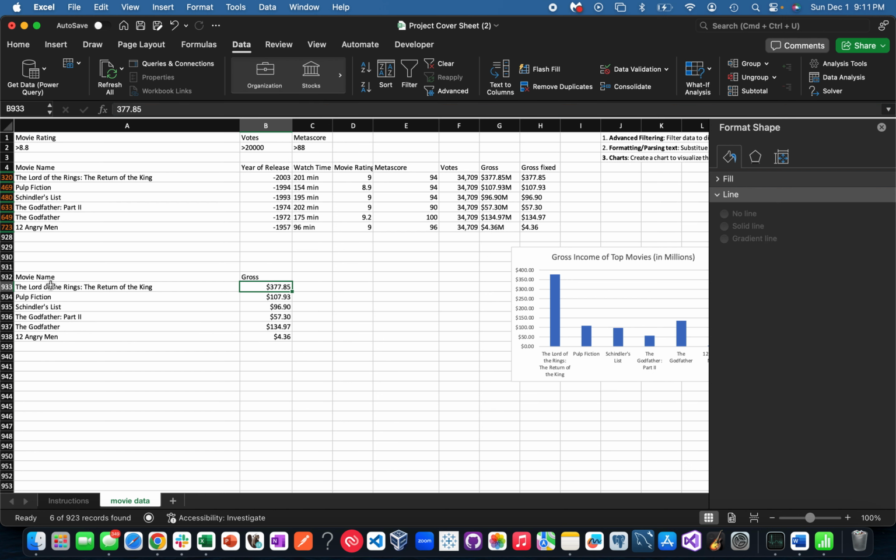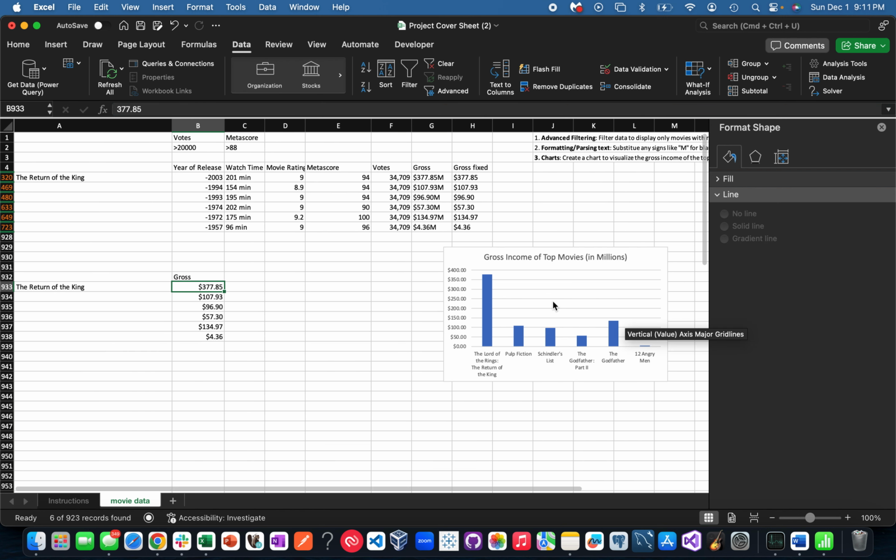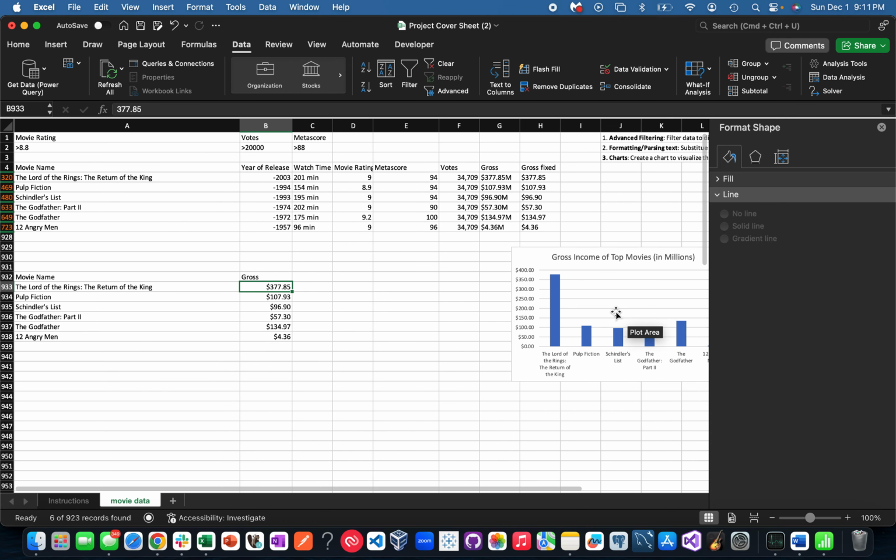and the movie name, and then I was able to visualize my data in this chart, and we see that the Lord of the Rings, The Return of the King, had the highest gross in millions. And yeah, the functions definitely made it easier to find a solution to working with lots of data and filtering the data and parsing it and visualizing.